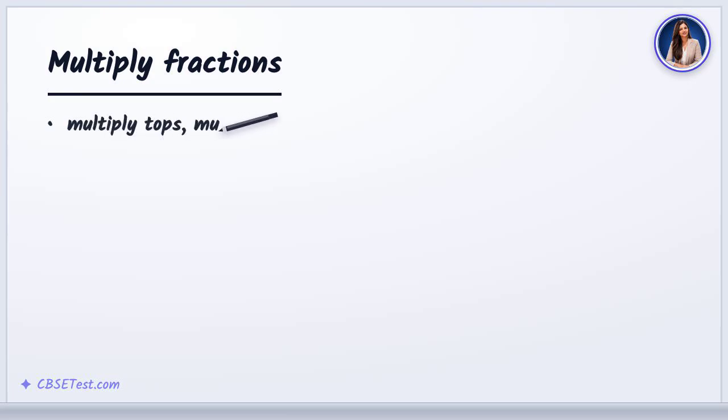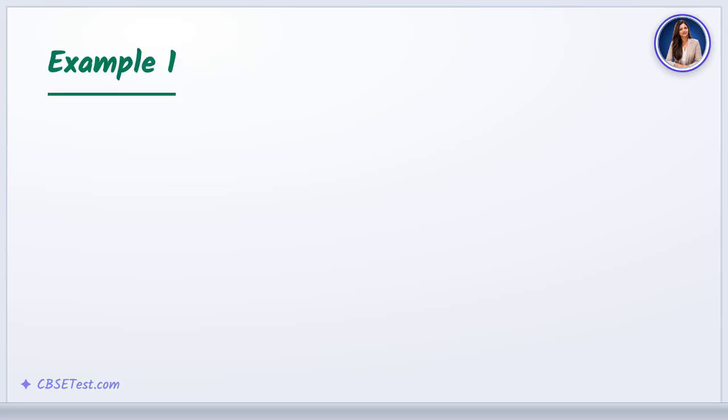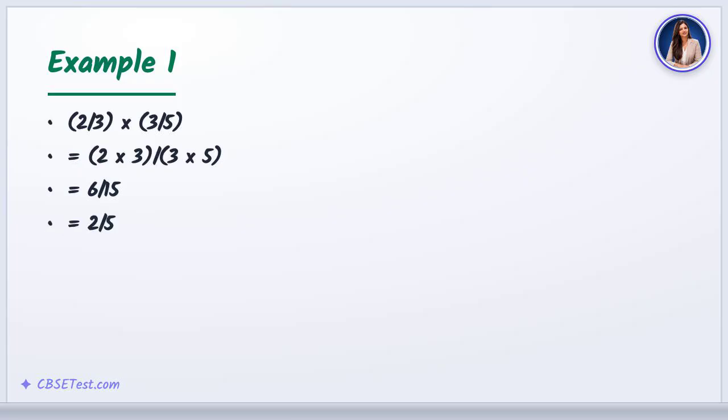To multiply fractions, multiply the numerators together and the denominators together. And remember, the word of means multiply. Half of 6 is 1/2 times 6. 2/3 times 3/5 is 6 over 15, which simplifies to 2/5.